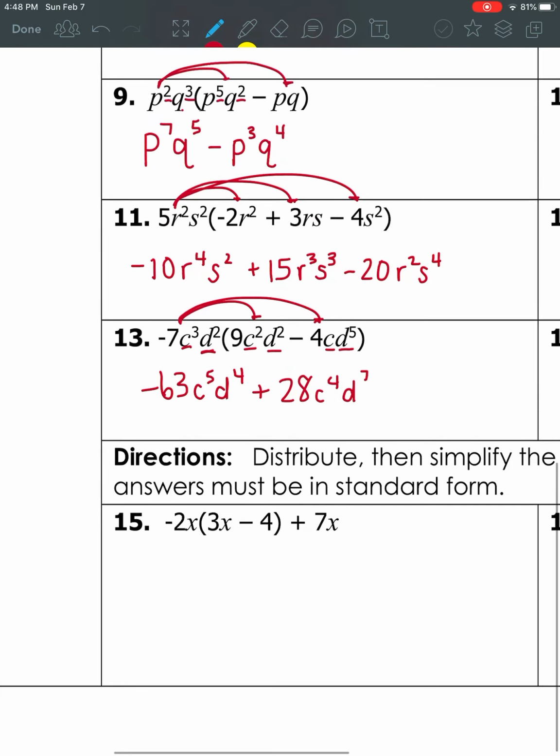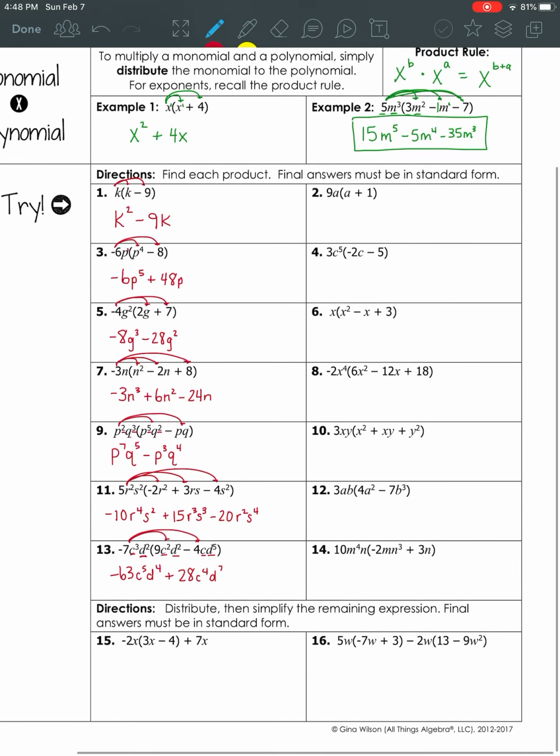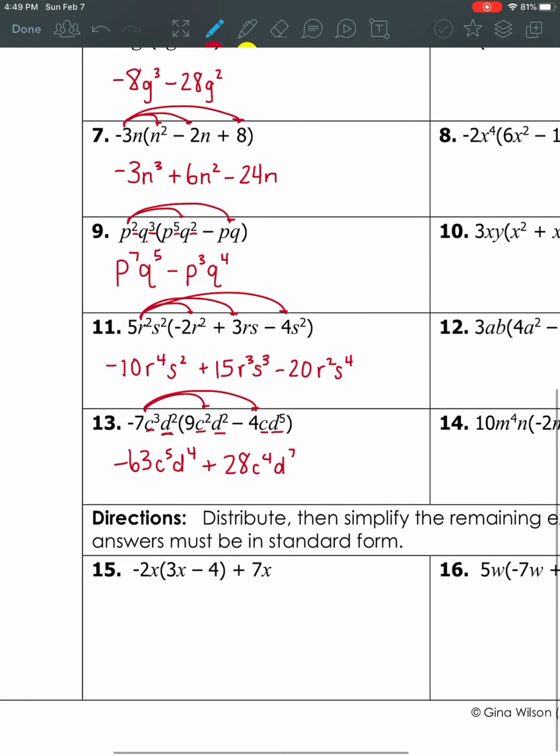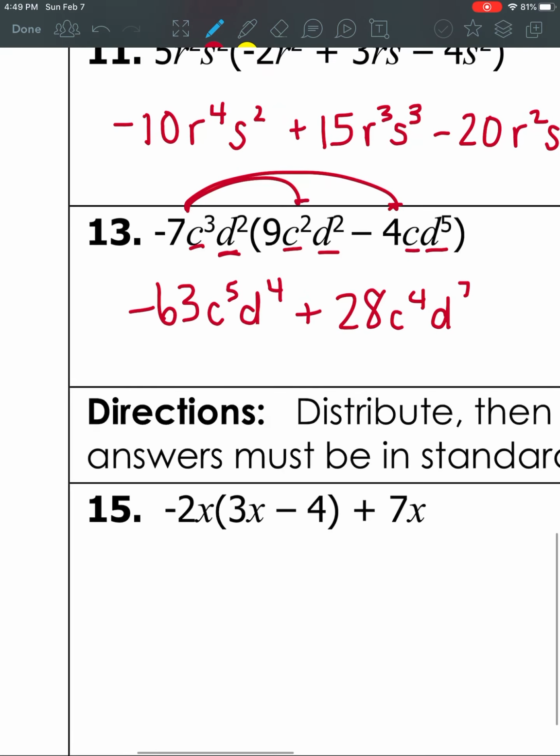Now, here I would like you to pause the video, see if you could do all the even numbers on the side there and get those correct. Distribute and then simplify. So here we are going to end up combining like terms after we distribute.